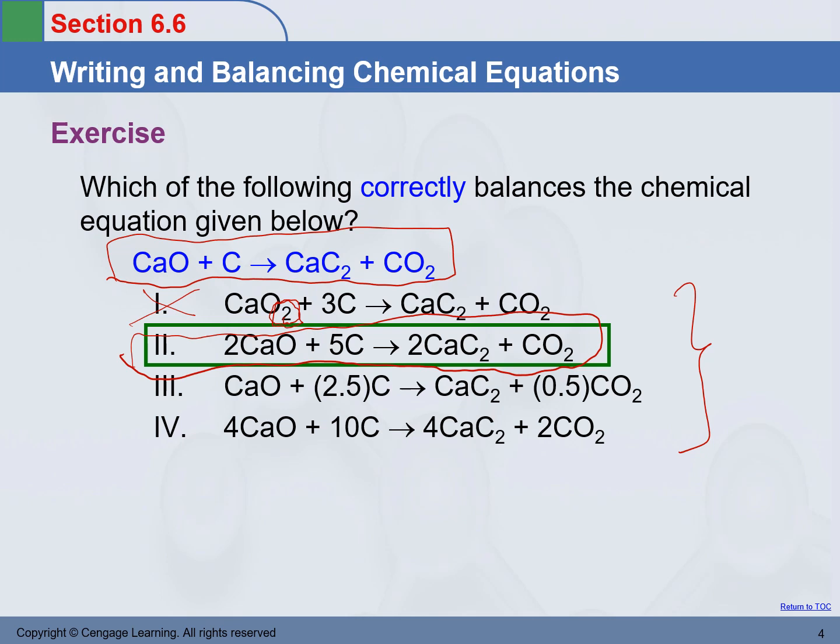Number four, again, it is balanced. However, if you look at the coefficients, they are not in their simplest ratio. They have a common factor of 2. Divided by 2, this one becomes 2, this one becomes 5, this one becomes 2, this one becomes 1. It goes back to answer number 2. When balancing a chemical reaction, you must make sure all the coefficients are in their simplest ratio. There shouldn't be any common factors among them.